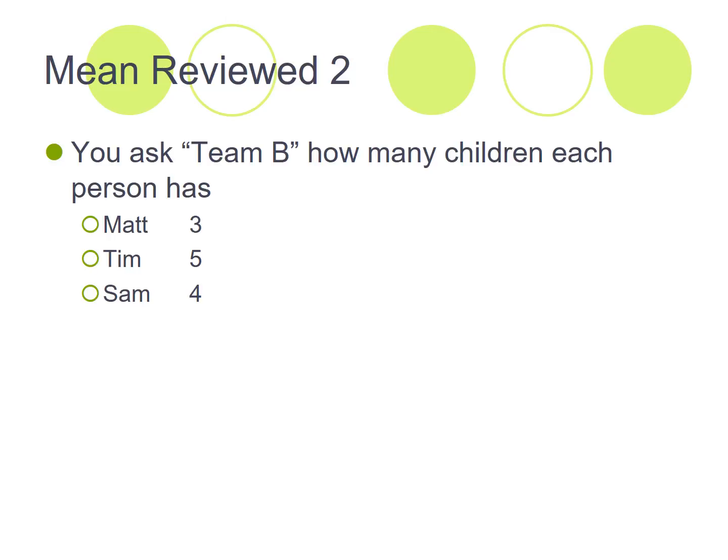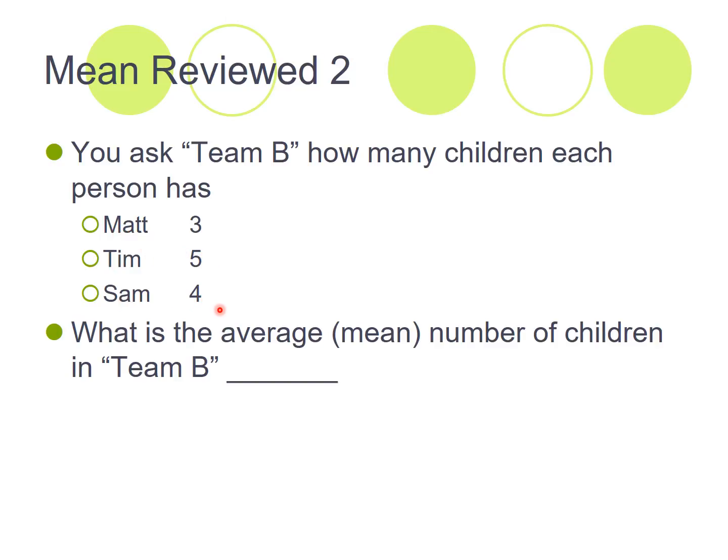Now the second team, Team B. There are 3 people in the team again. Matt has 3 children, Tim has 5 children, Sam has 4 children. To calculate the mean, we add up the data items. So 3 plus 5 is 8, plus 4 is 12. Divide by the number of data items. There are 3 data items, so 12 divided by 3 is 4 yet again. So both Team A and Team B have a mean of 4.